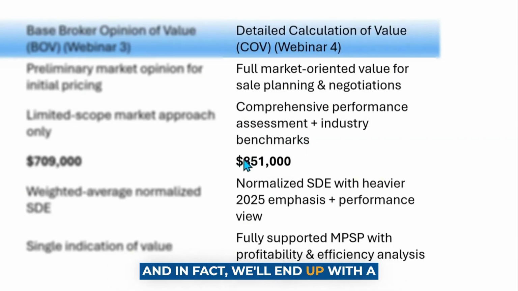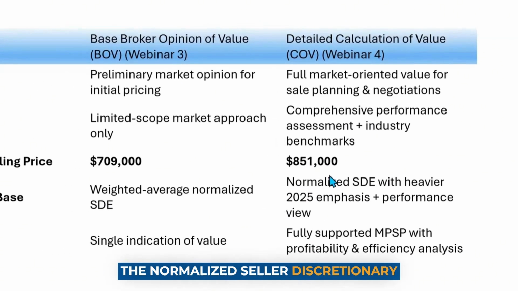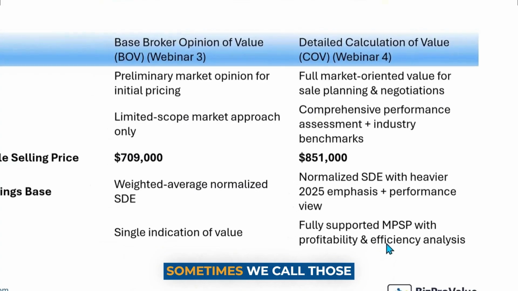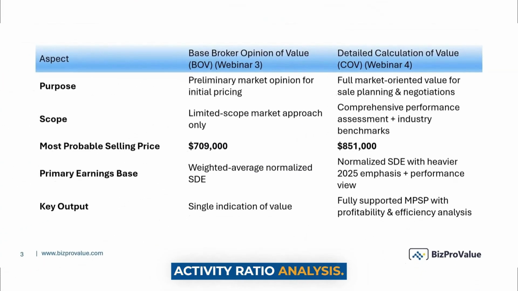And in fact, we'll end up with a pricing of $851,000 here, meaning that we're going to be looking at not only the normalized seller discretionary earnings, just like we did in the base project, but we'll be able to also consider the performance view and a fully supported most probable selling price based on our profitability and efficiency. Sometimes we call those activity ratio analysis.